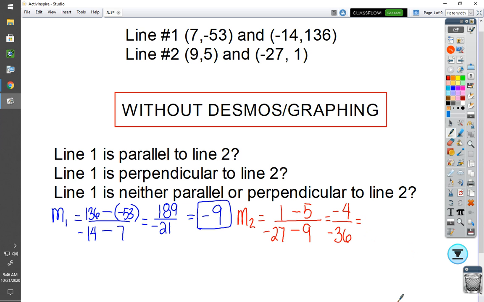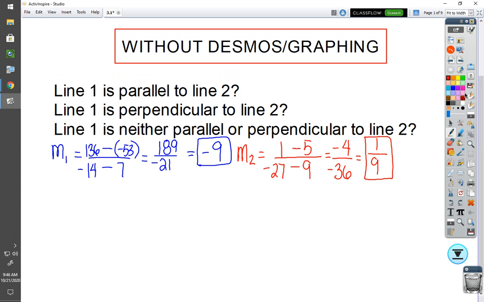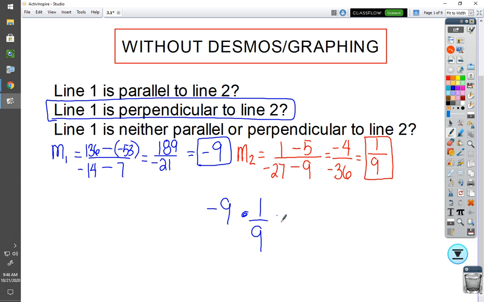4 and 36 cancel. The negatives go away to begin with, so first of all, it's positive. 1 goes into 36 9 times. So I get slope of 2, or line 2, is 1 over 9. These two lines are perpendicular to each other based on the fact that their slopes are opposite reciprocals. And remember that the test is if you multiply negative 9 times 1 over 9, you'll get negative 1. 2 perpendicular lines always make a negative 1 when you multiply them together. And remember, we called that opposite reciprocal when we did those slopes yesterday.